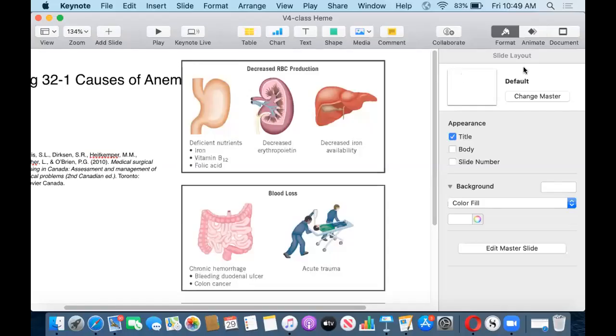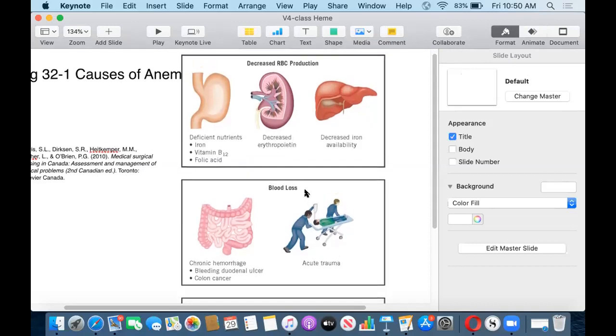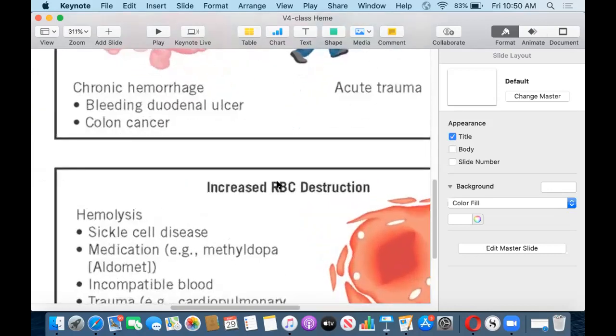If we review this picture from your PowerPoint 32.1, we see various kinds of anemia, causes of decreased red blood cells. Obviously, there's decreased production for various reasons. There's blood loss, but these are not hemolysis. These are just two classes of anemia, so to speak. Hemolysis involves the destruction of red blood cells, and that's not falling under these two categories. So hemolytic anemia falls under this third one here, which is increased RBC destruction.